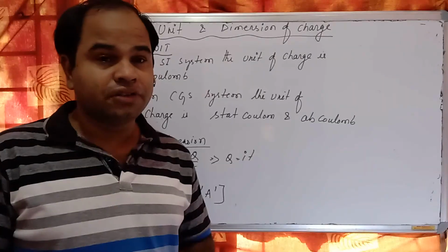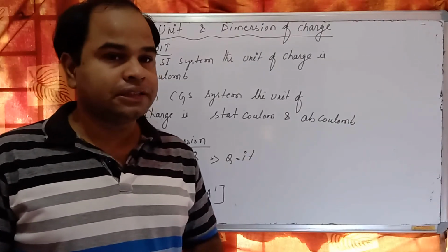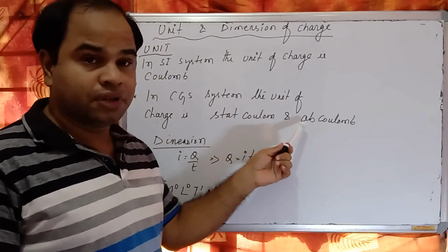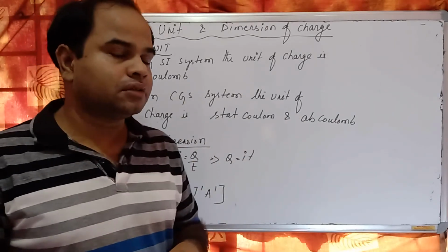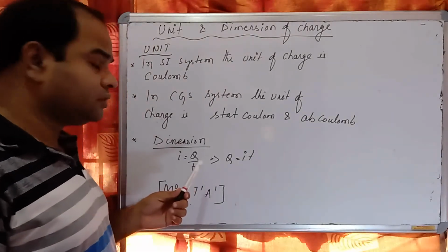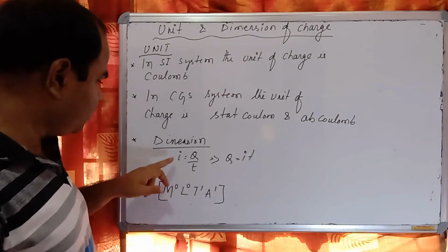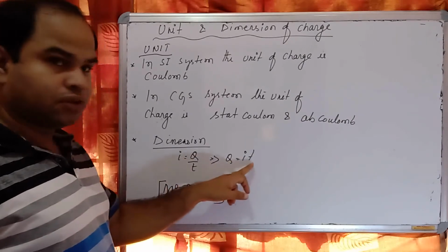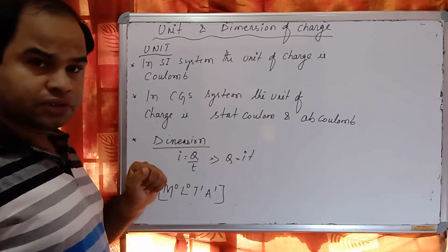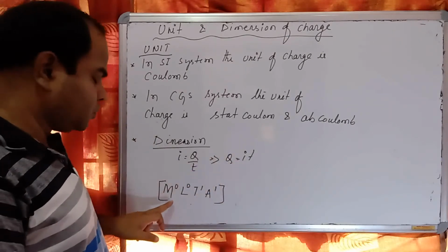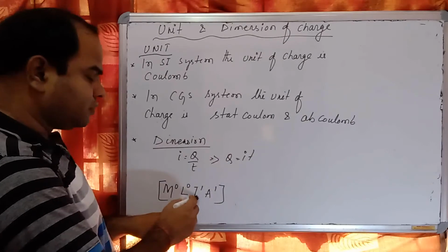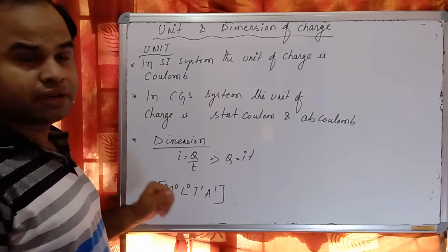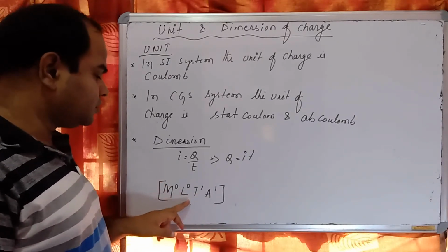Okay. The unit and dimension of charge. In the SI system, the unit of charge is coulomb, and in the CGS system it is statcoulomb or abcoulomb. Now for the dimension, we know that current I is the flow of charge, that is Q by T, or Q is equal to I into T. So there is no mass, M0, no length, L0, time is there, that is T1, and current is there, the unit of current is ampere, so that is A1. So the dimension of charge is M0 L0 T1 A1.